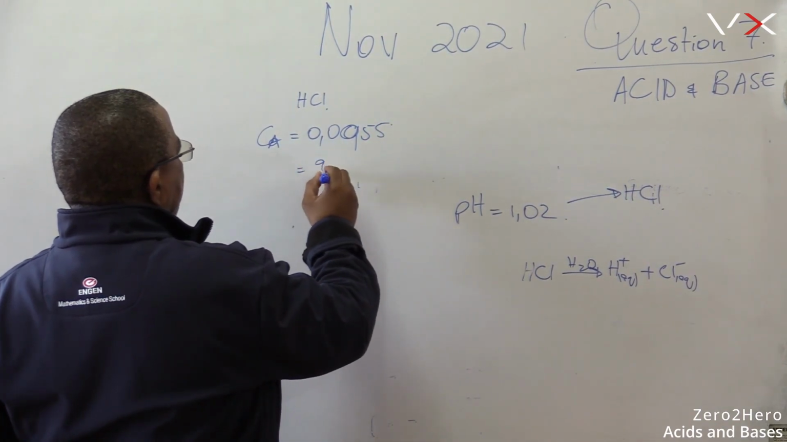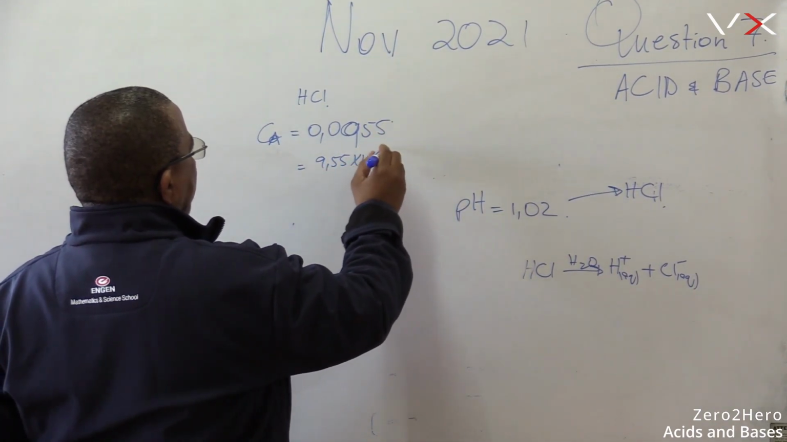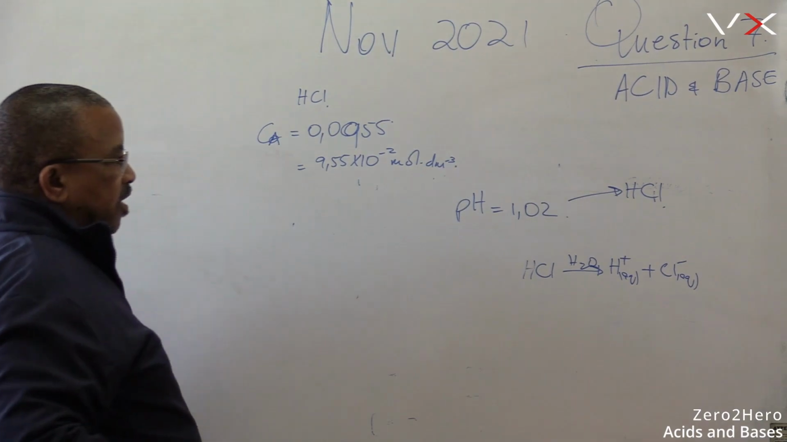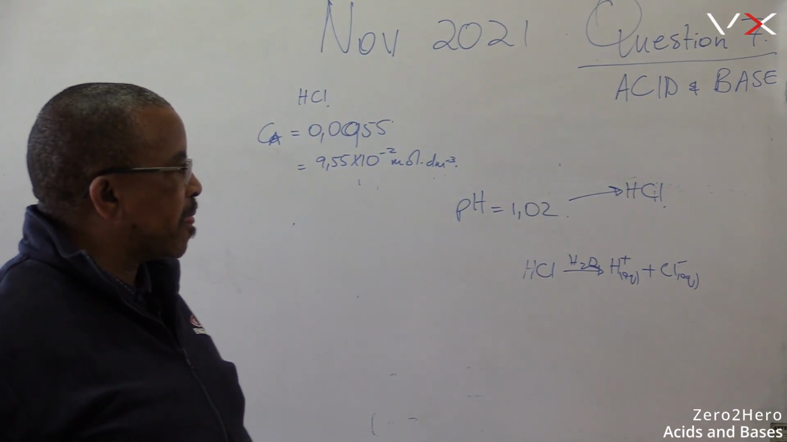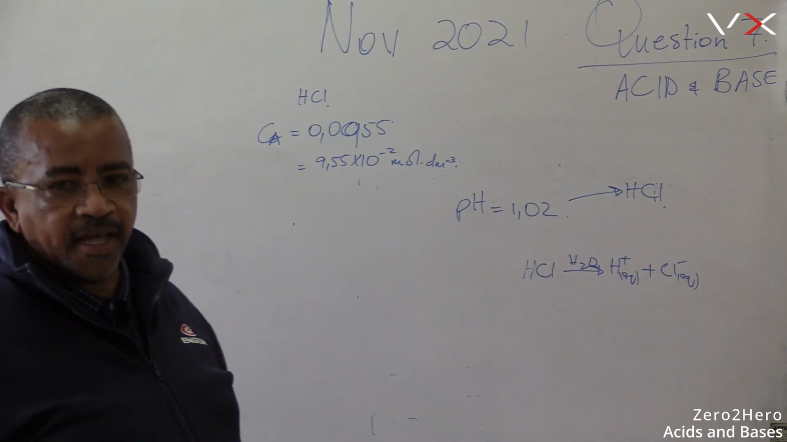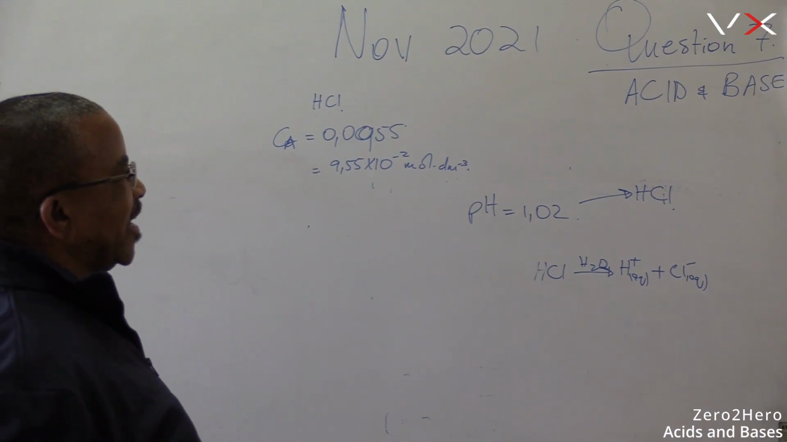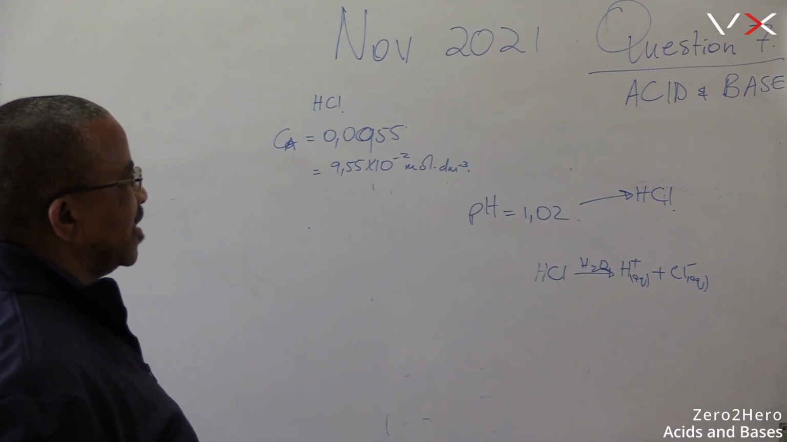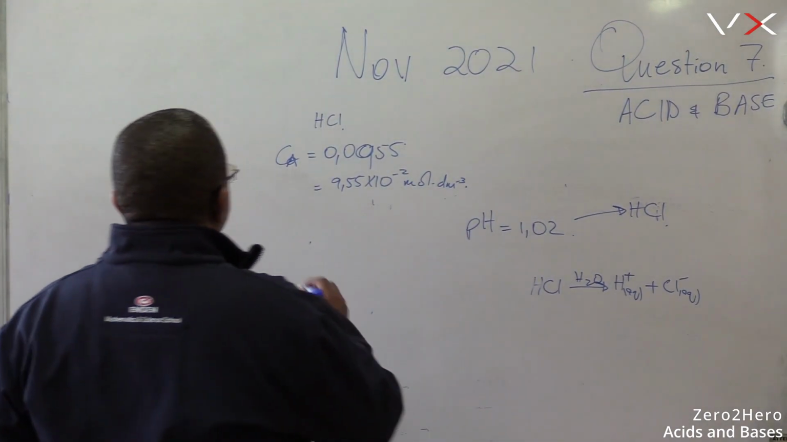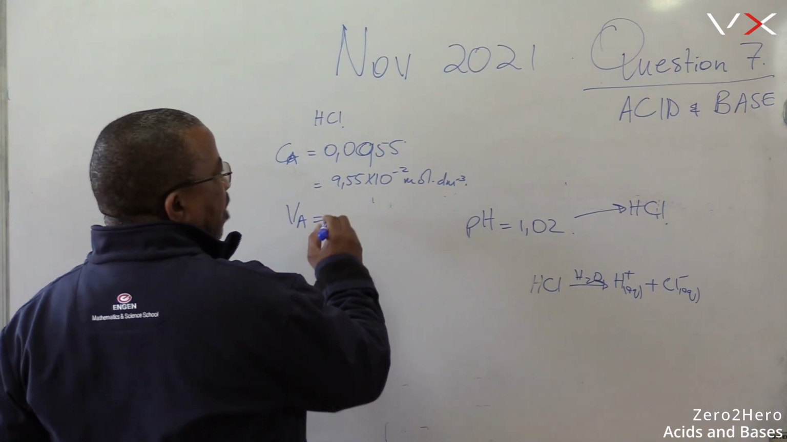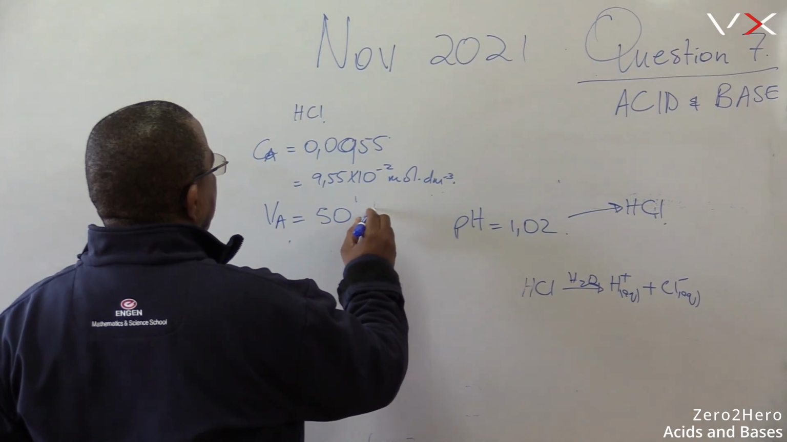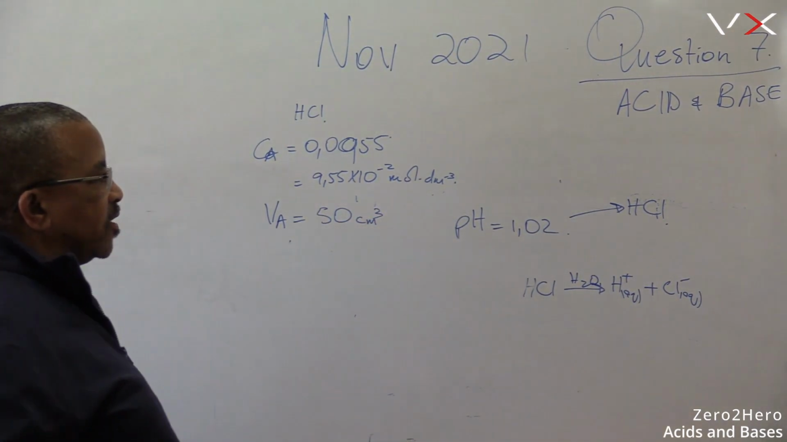0.0955, or 9.55 times 10 to the power minus 2 mole per decimeter cubed. So we have the concentration here of the acid. Now they say it reacts with sodium carbonate according to the following balanced equation. Then 50 cubic centimeter of HCl. Okay, the volume of the acid, it's how much? It's 50 cubic centimeter of HCl. That is the volume of the acid.